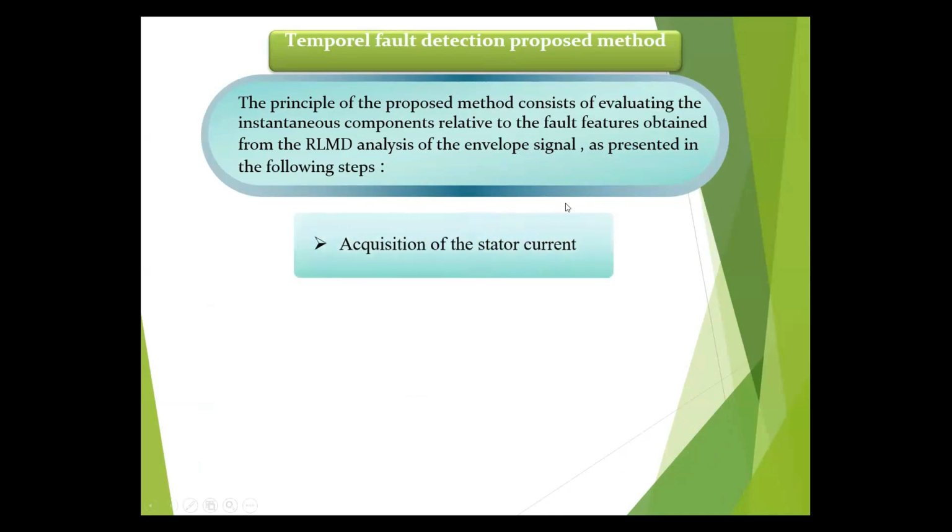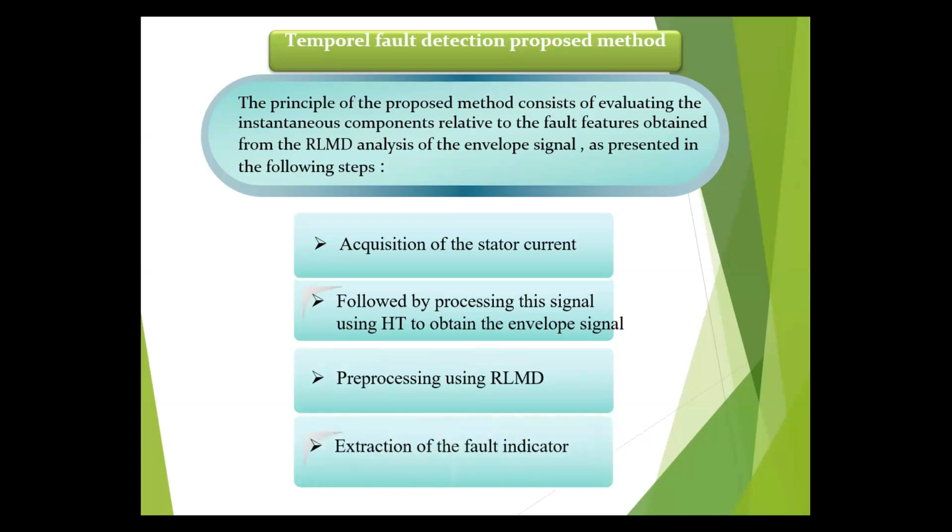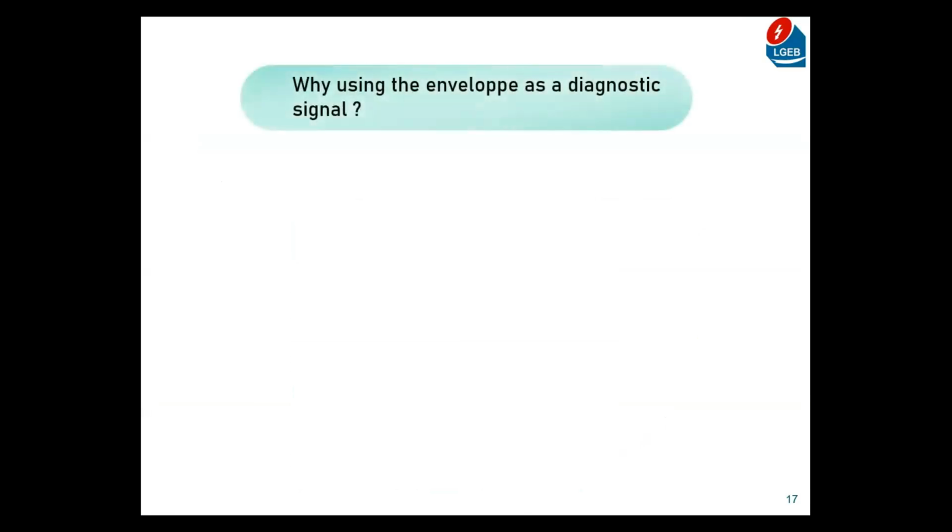After the acquisition of the stator current, the signal is first subjected to the Hilbert transform to obtain the envelope signal, then to robust local mean decomposition pre-processing to extract the fault indicators. Why use the envelope as a diagnostic signal first?